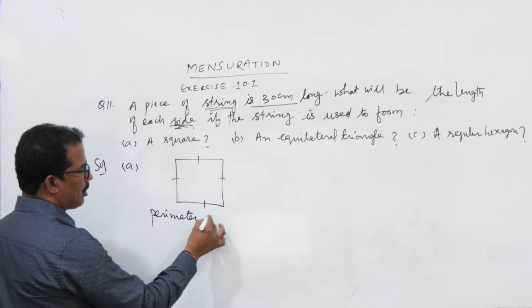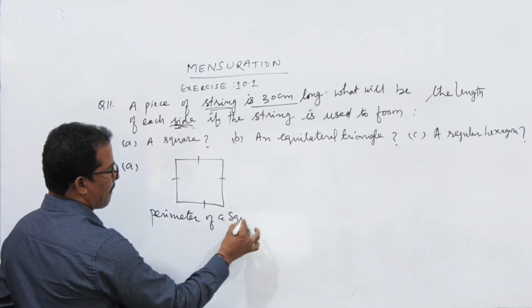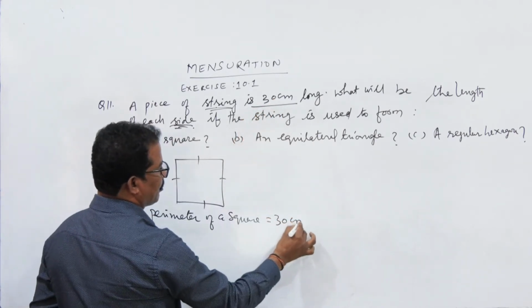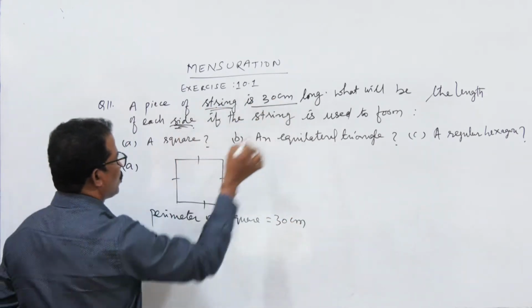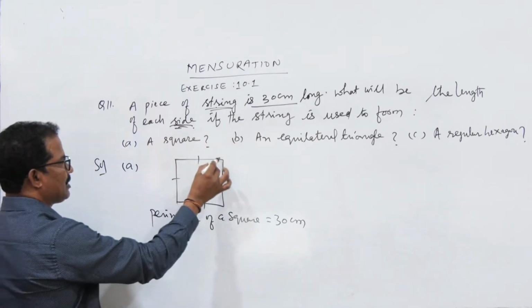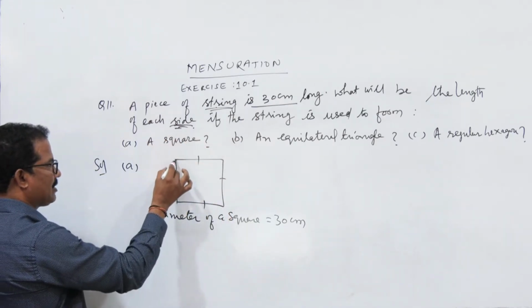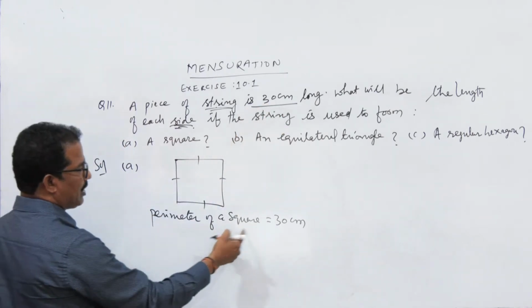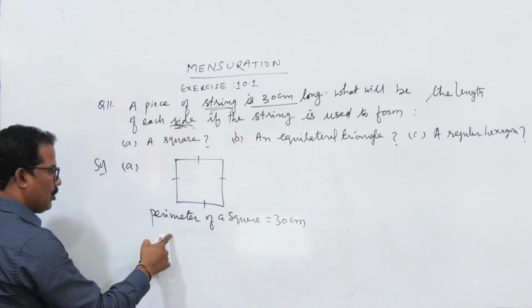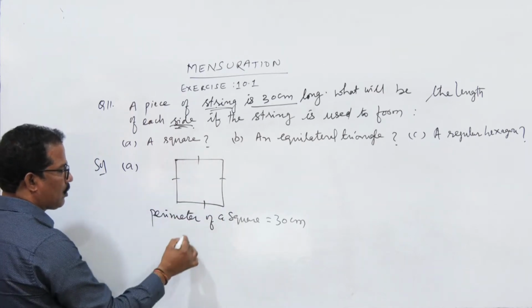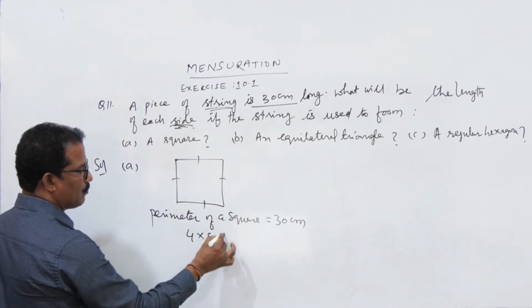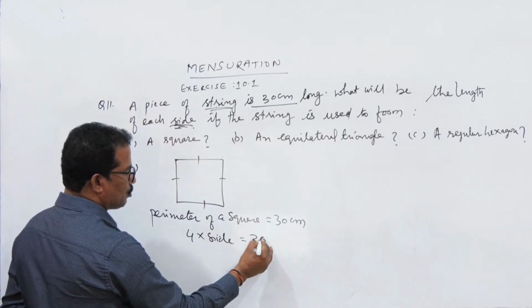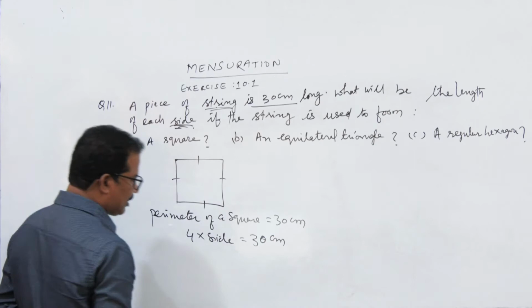square. So the perimeter of a square is equal to how much we can take? 30 centimeter, because the same string is used to form this square. That means this plus this plus this plus this will be equal to 30 centimeter only. So the perimeter of the square is 30 centimeter. And we know that the perimeter of the square is equal to what? 4 into side. That means 4 into side should be equal to 30 centimeter.